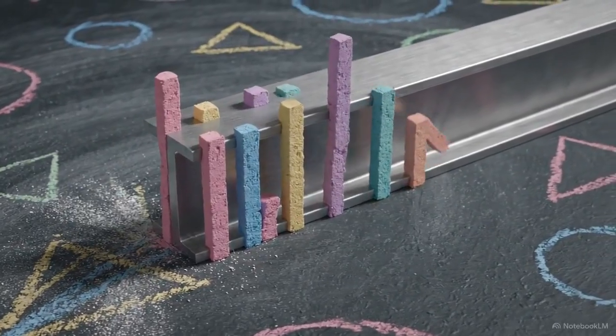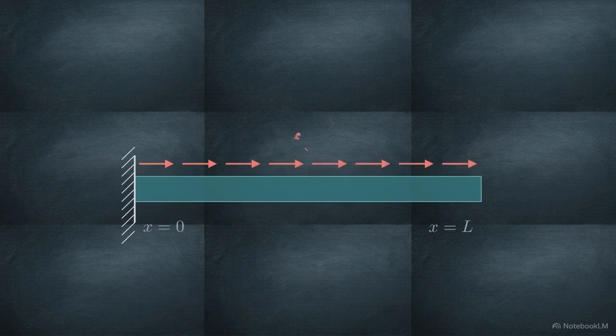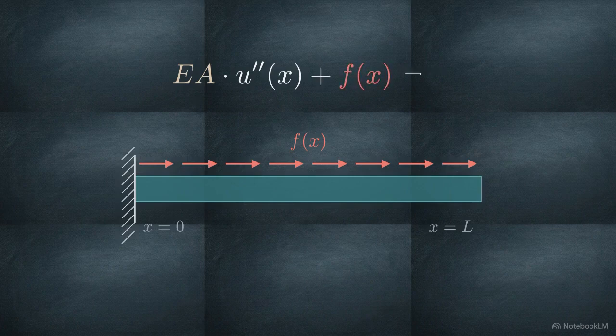classic solid mechanics scenario. Here we have a one-dimensional structural bar. The left side is fixed rigidly to a wall at coordinate x equals 0, and the right side is completely free at coordinate x equals L. We apply an external excitation in the form of a distributed force, f of x, pushing across the entire length of the material. This equation describes the continuous physical state of the system: the material stiffness constant, EA, multiplied by the second derivative of displacement, plus our external force equals 0.